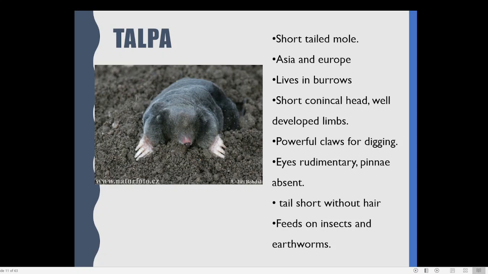Here you can see some examples of the group Insectivora. Different types of animals are there, and all these animals mainly feed on insects. That is why they are known as the group Insectivora. Okay, so that is regarding the first example, the Talpa. Now we will go to the second one, that is the Dermoptera.